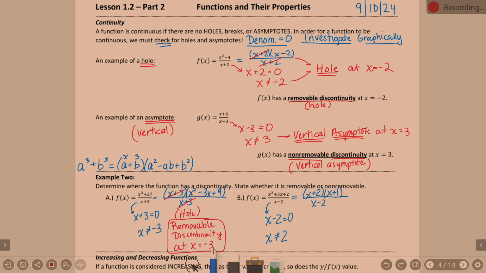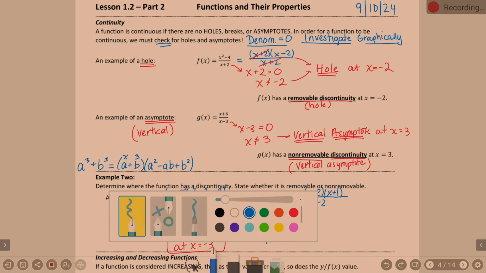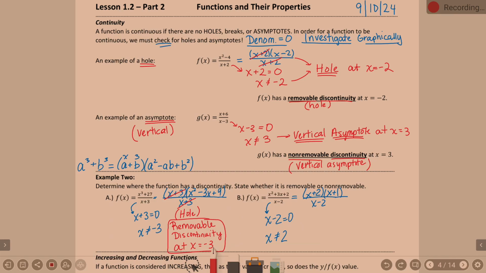Do I have anything that cancels? No. If I don't have anything that cancels, that means that this denominator represents a vertical asymptote instead. Okay, so I know now that this is an asymptote, a vertical asymptote.